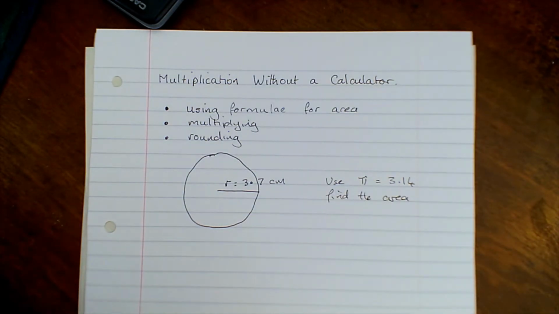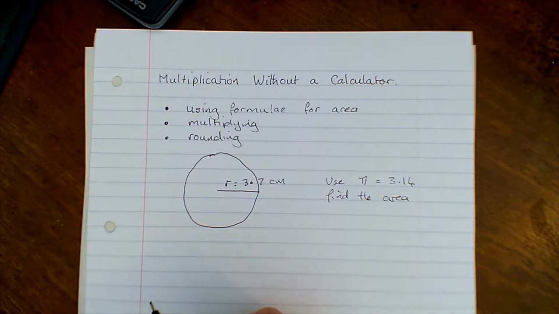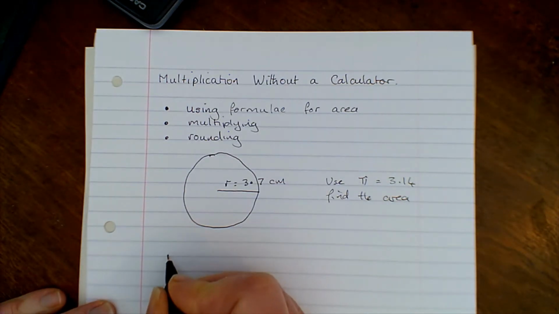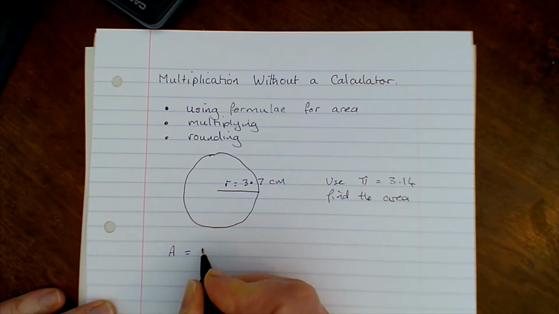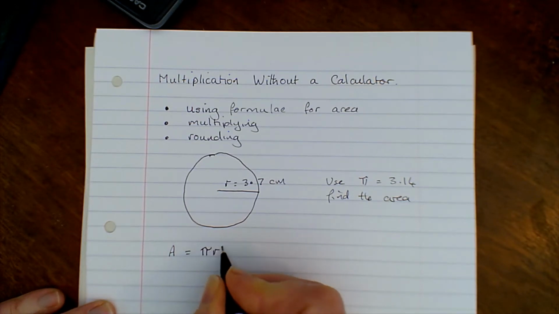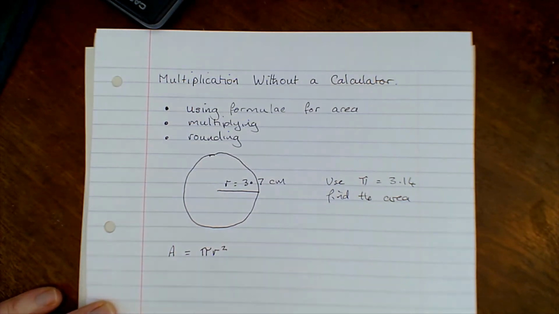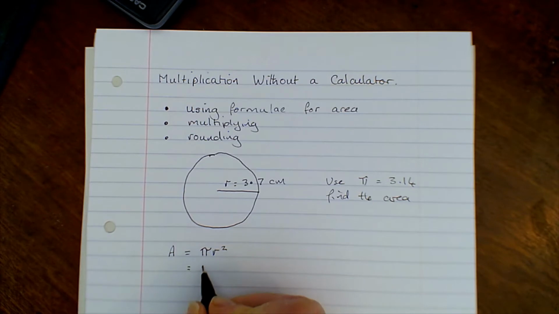Okay, so you need to know that the formula for the area of a circle is A equals pi r squared. There is a good song to remind you of that, but there is A equals pi r squared. You need to remember what that means. That means pi times r times r. You need to put the numbers in.